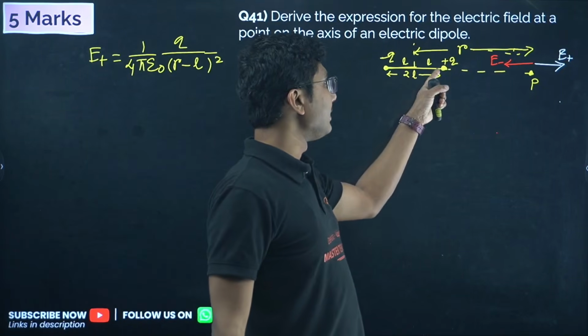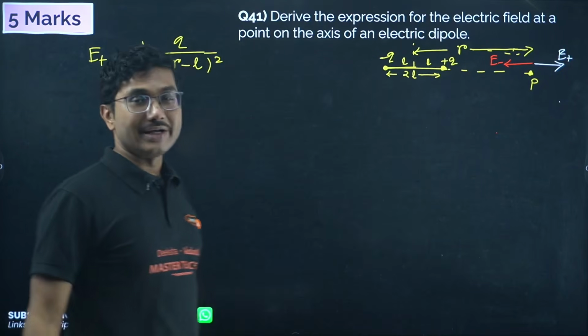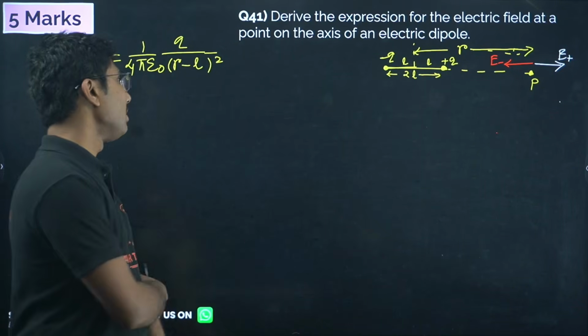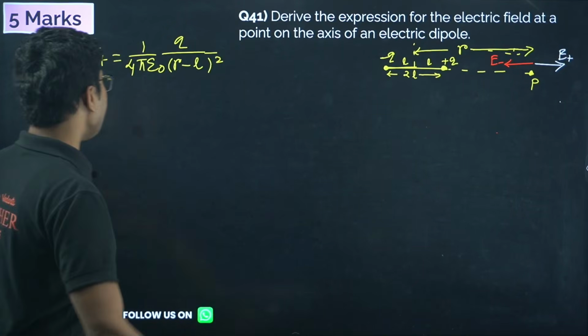If you say that this distance is smaller, then you have to add, and that will be a very difficult problem to solve at the end. But this way it will be very easy to solve. That's why we are solving exactly this way.